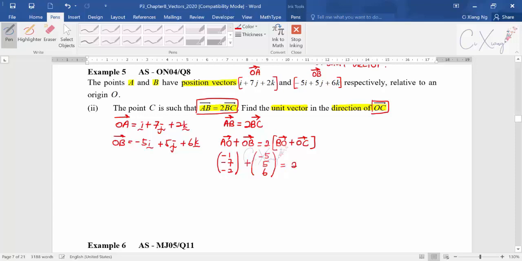That equals 2. So what is BO? BO here will be 5, -5, -6, the opposite direction of OB. So when you write it out, it should be something like this, and then plus OC. Nothing I can do with OC, so this is what I have. I simplify the left hand side. I have -6, -2, and then 4 equals 2.